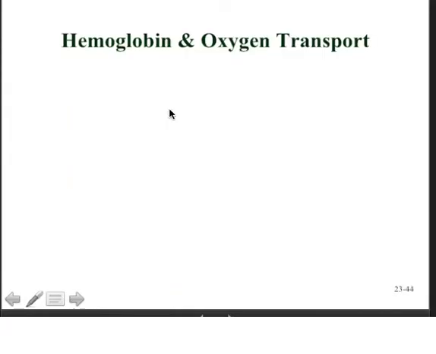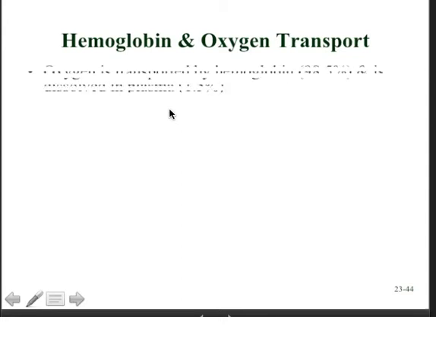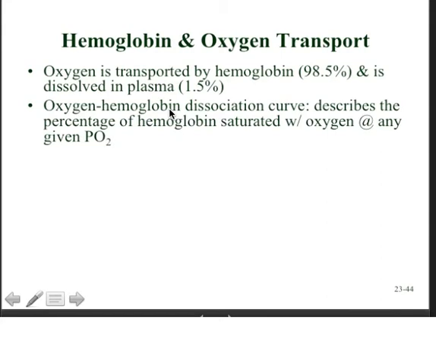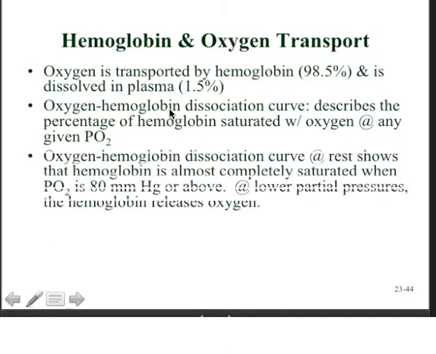Okay, hemoglobin is a protein that's perfectly designed to transport oxygen in the body. Oxygen is transported by hemoglobin at about a 98% clip and at about a 1.5% clip in the plasma. So if we didn't have hemoglobin around, the blood would have a hard time transporting oxygen. The oxygen hemoglobin dissociation curve is going to describe the percentage of hemoglobin saturated with oxygen at any given partial pressure.